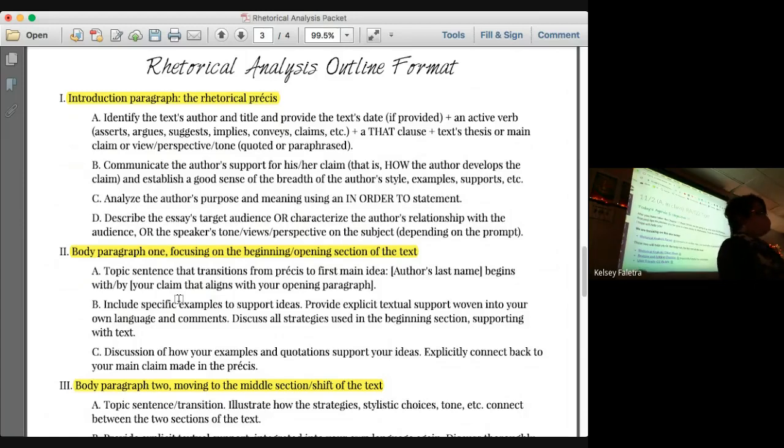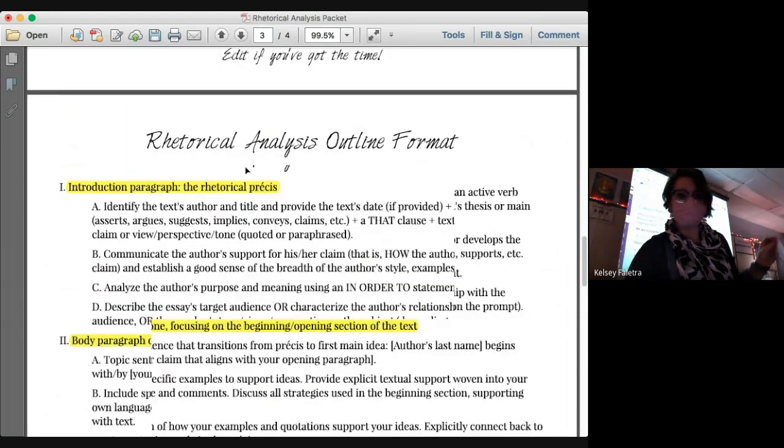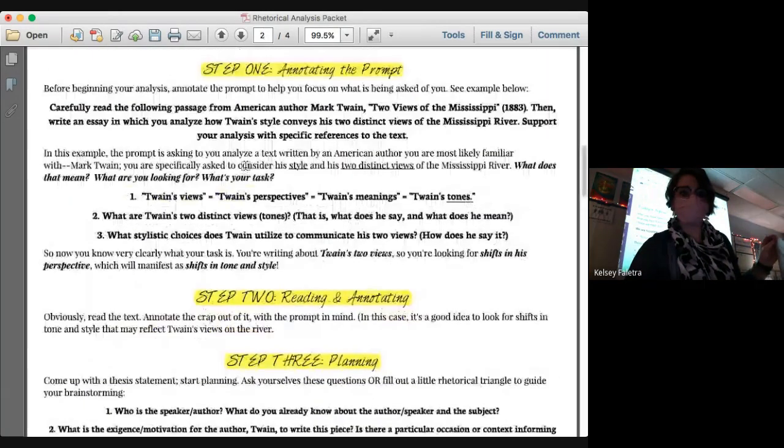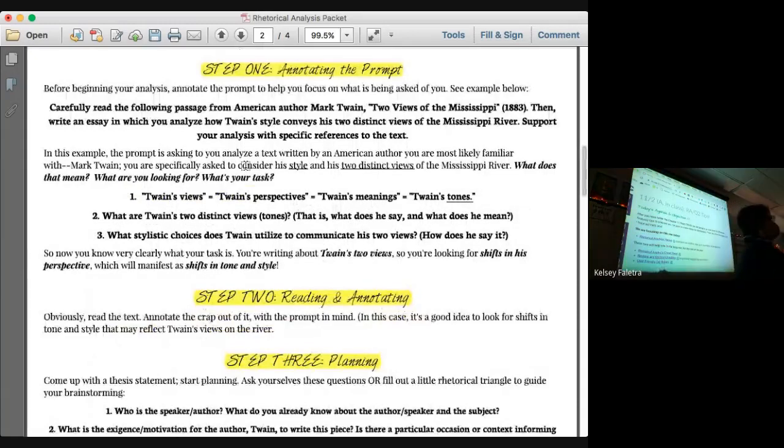And then step 1, annotating the prompt page. We have talked about annotating the prompt before, and this is why, okay? So let's say I gave you this prompt. Carefully read the following passage from American author Mark Twain, Two Views of the Mississippi, 1883. Then write an essay in which you analyze how Twain's style conveys his two distinct views of the Mississippi River. Support your analysis with specific references to the text.